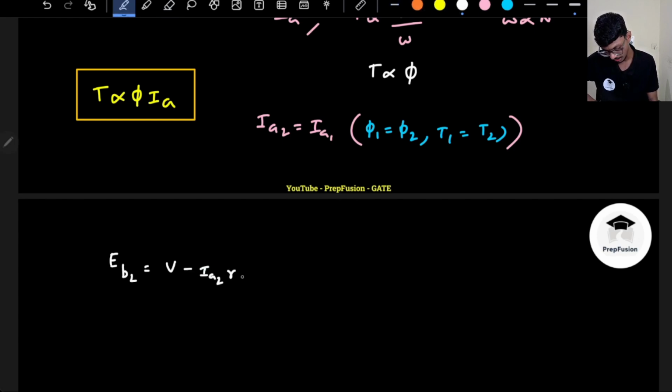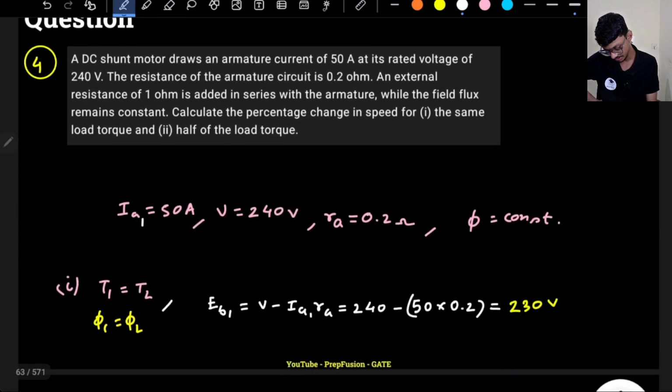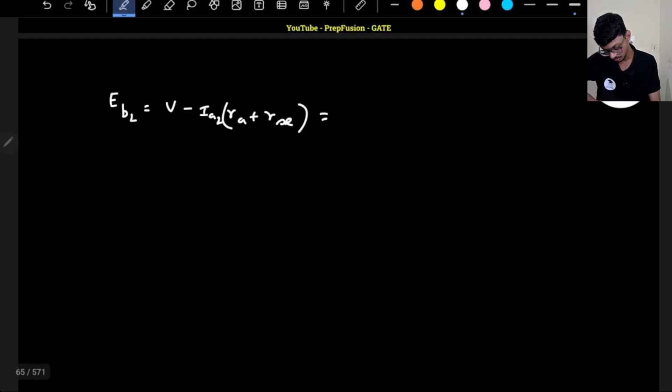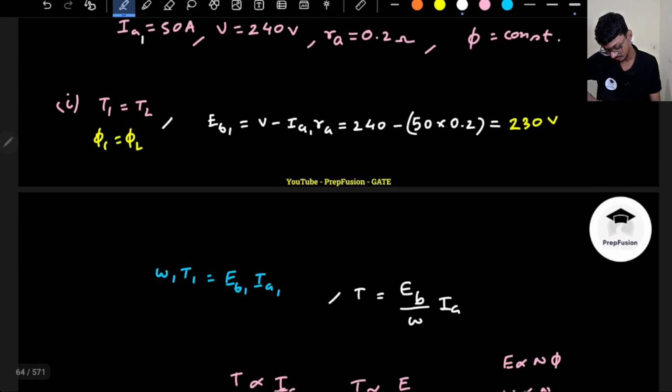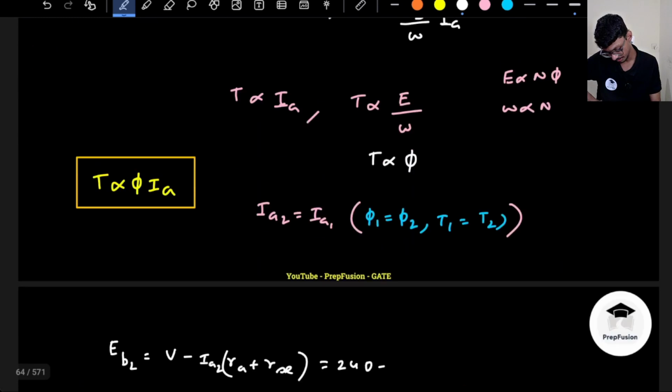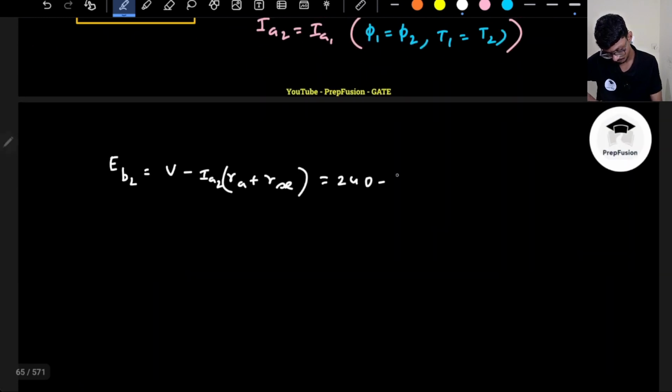Ia2 into RA plus the R series external resistance that I had to connect, right? So the terminal voltage is not changing. Terminal voltage will be the same only, that is 240 volts, and I am adding a 1 ohm extra series resistance. So this will be 240 minus, what is the current? What is Ia1? Ia1 is 50 amperes, right? So this will be 50 into RA. RA is 0.2 plus RAC.